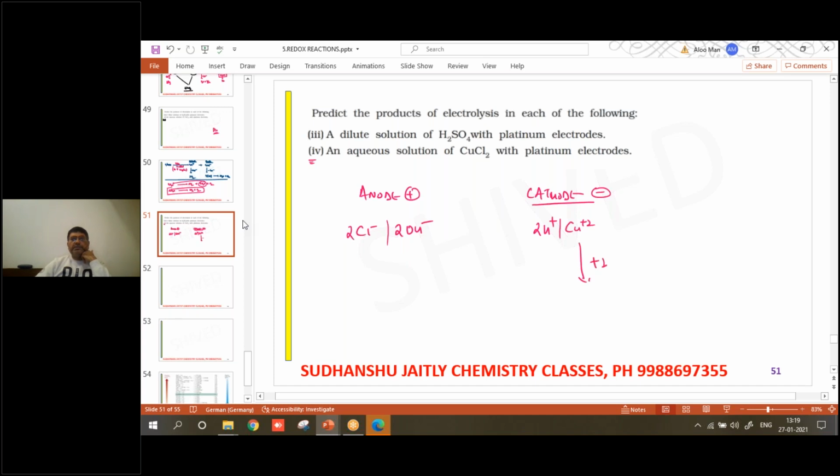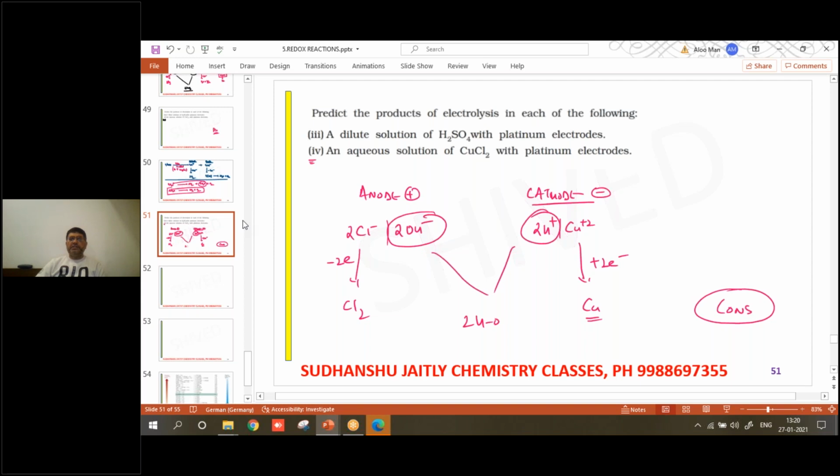Which will be reduced? Copper. Reduction potential ज़्यादा. Which will be oxidized? ये किसी को दिखाना मत, आपका है, chloride है. You will be getting this, and what will be there? Water बेचारा as such, मतलब basically you will be producing copper and the chlorine, right?